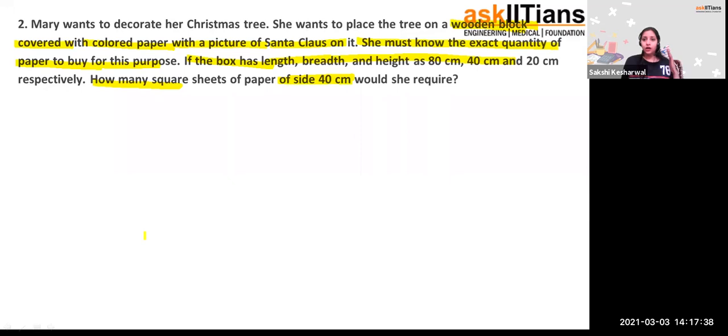So if you are going to decorate the cuboid, you're not going to decorate the base and the top, yes or no? The base you're going to keep on the ground, so you don't decorate the ground part, and on the top part there will be a tray. So what will you be finding out? You will be finding out the CSA of the cuboid, right? What is given?